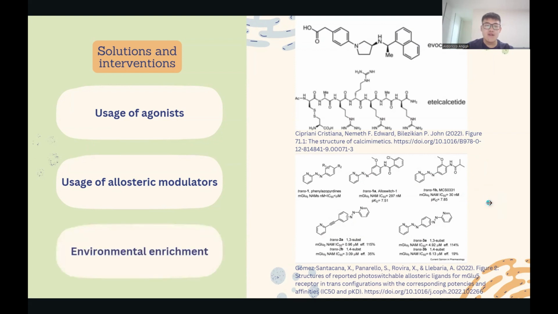Now, lastly is environmental enrichment. Now, this points towards the whole of the pathway. In general, this solution can enhance the entire pathway. So by surrounding an individual in a stimulating environment, the individual can engage in social activities and interactions that can recover impaired signaling, enhance cognitive behavior, and trigger neural plasticity.